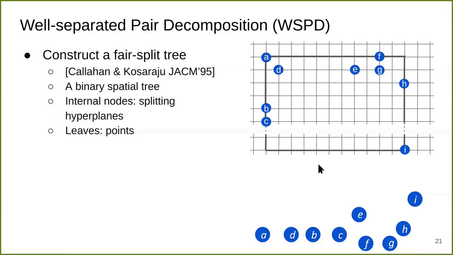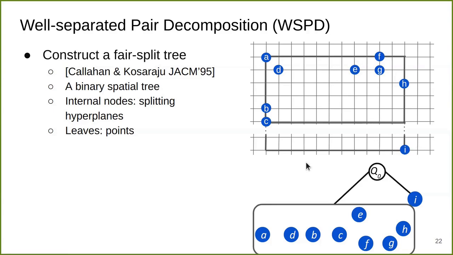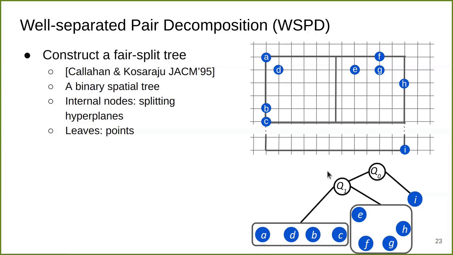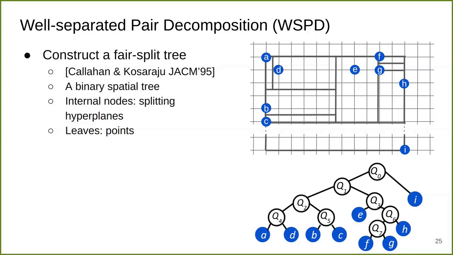To construct such a tree, we first divide the space exactly in half. This hyperplane becomes an internal node, and its two children are the points in its left and right half respectively. Recursively and in parallel, we do the same thing for the children until every child is a leaf, meaning it only contains one point. So this is our fair split tree.